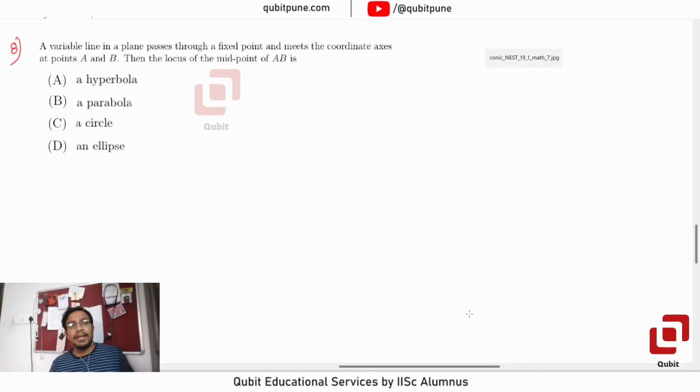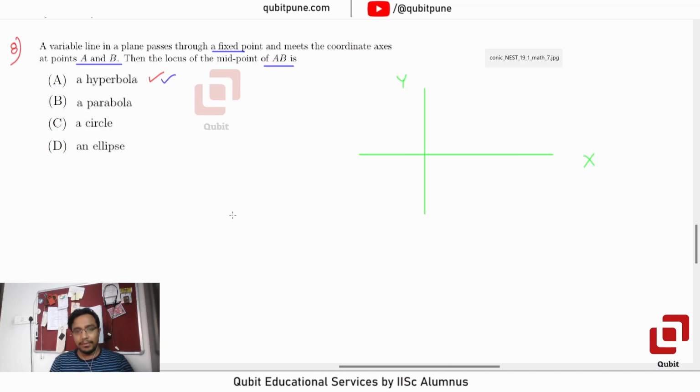A variable line in a plane passes through a fixed point and meets the coordinate axes at points A and B. Then the locus of the midpoint of AB is a hyperbola, parabola, circle or ellipse. This is from NEST 2019 Shift 1, Question 7. Right, let us draw the figure first.